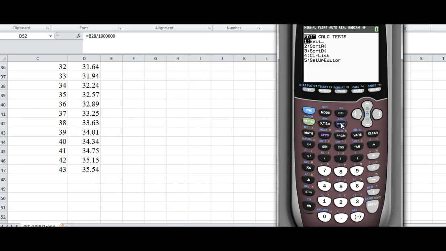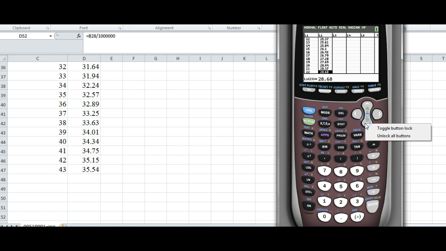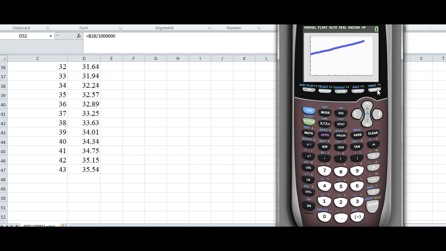So I got to go to Stat, Edit, and just pop down. I know they're further down in the table, and they're going to stand out, right? All right, there they are. So 37 should be 33.25, and 38 should be 33.63. And just hit graph again. All right, looking good. Let's turn our diagnostics on.